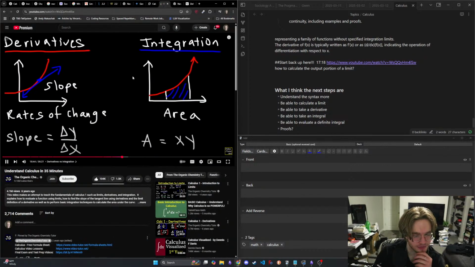You're dividing the y values by the x values, whereas when you're integrating, you're multiplying the y values by the x values. And multiplication and division are opposite processes. And that's essentially what you're doing when you're differentiating and integrating. Now, of course, it's a little bit more complicated than that, but that is the gist of it.